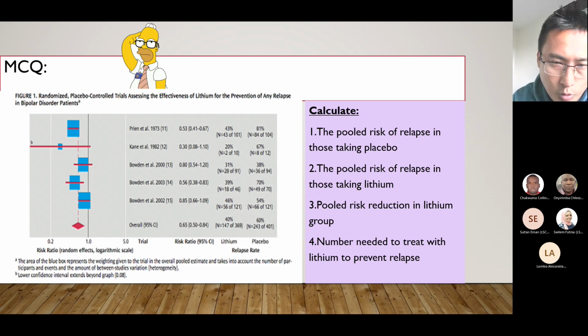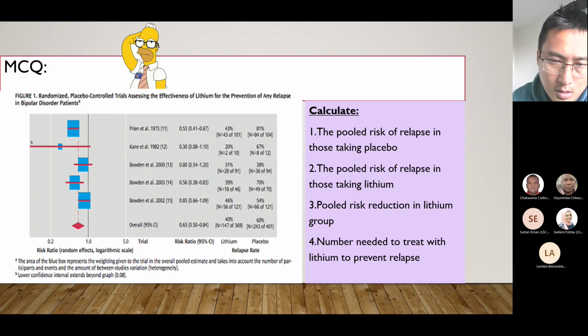Let us see the overall pooled value. The pooled ratio of relapse in lithium. 40. 40. Okay. If you have to calculate the risk reduction in the lithium group, how much is it? 60 minus 40, 20. Yeah, 20. Okay. Number needed to treat.